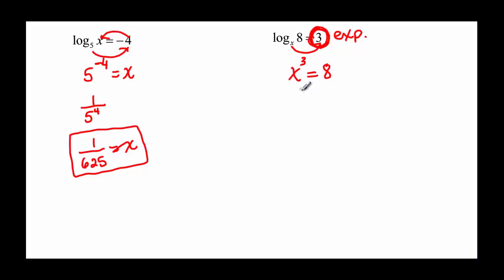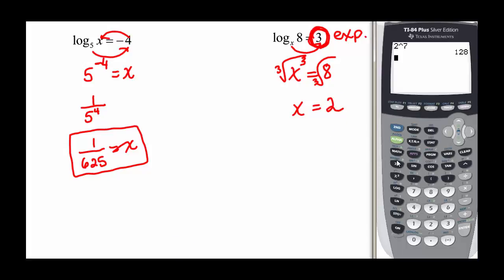Again, my base now is my variable, so I can take the cube root of both sides. This gives me x on this side, and the cube root of 8 is 2. Or if you needed the calculator, you would say, go to math, cube root, 3 cube root of 8 is equal to 2.